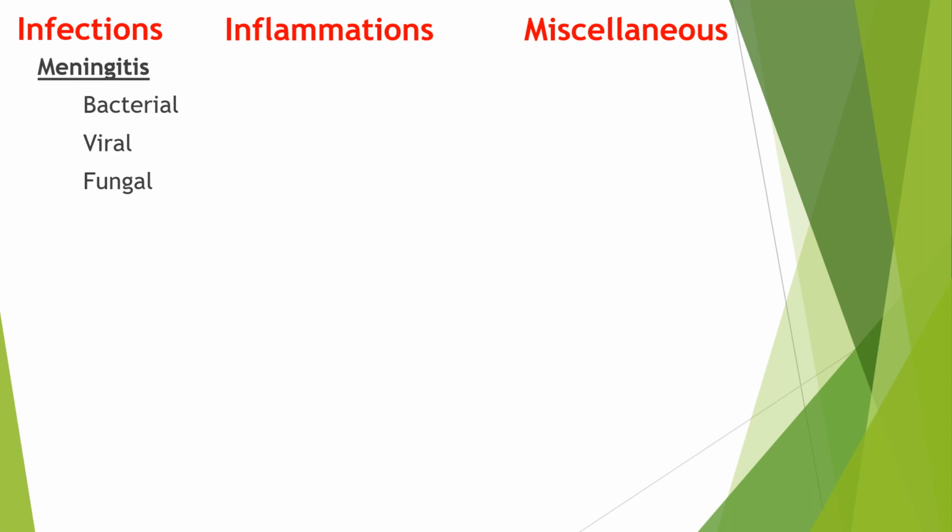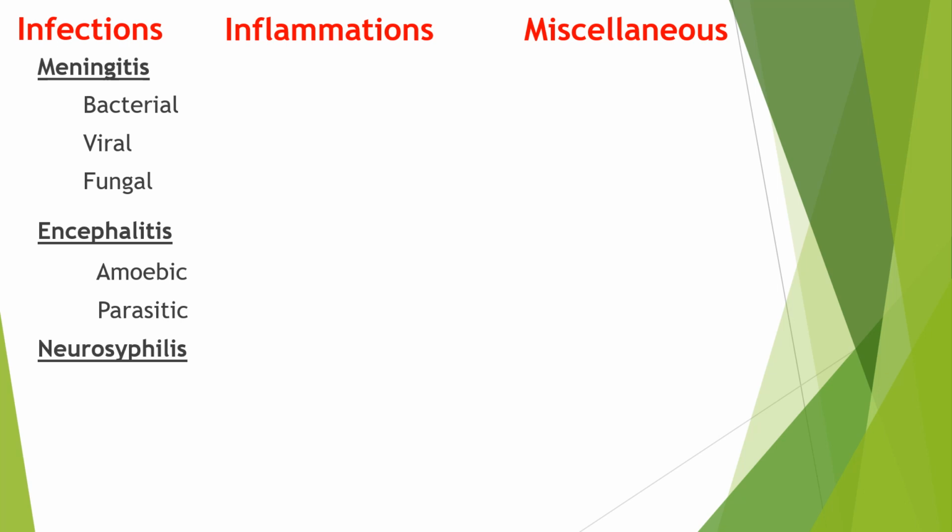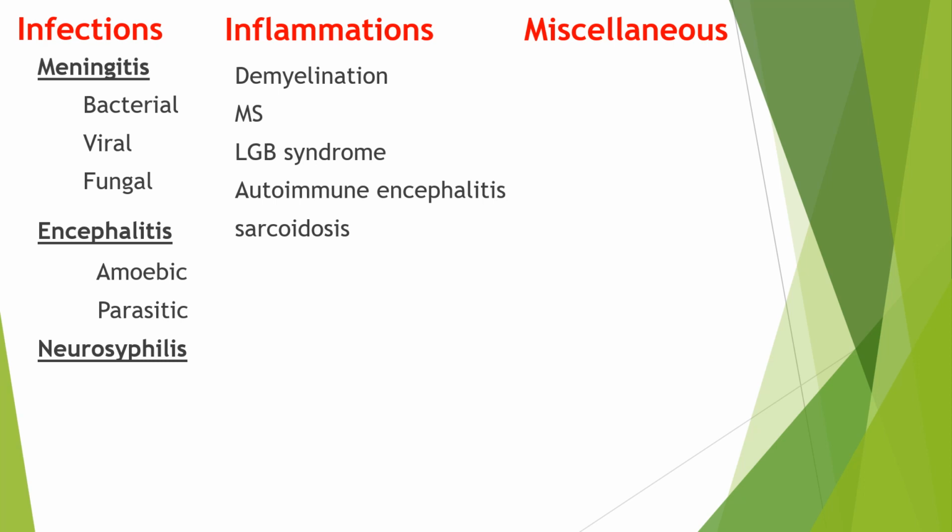Under the infections, we have different types of meningitis: bacterial, viral, fungal. We have encephalitis, amoebic, or parasitic infections. And neurosyphilis is also a very important indication for doing lumbar puncture and analysis of CSF. Inflammatory diseases, mainly demyelinating diseases, particularly multiple sclerosis, Guillain-Barré syndrome, autoimmune encephalitis, and sarcoidosis are other indications.